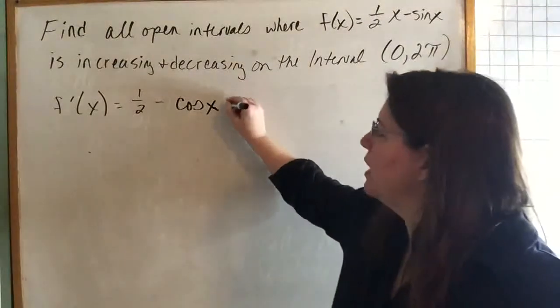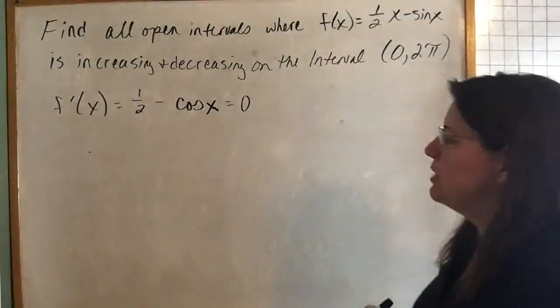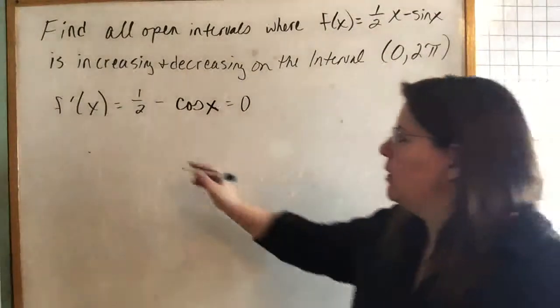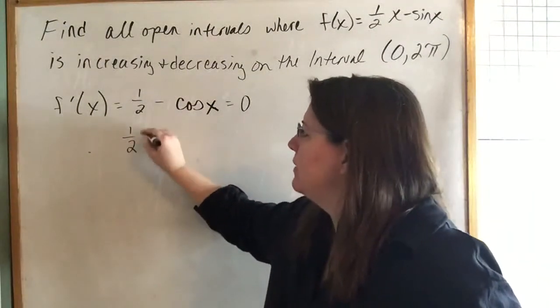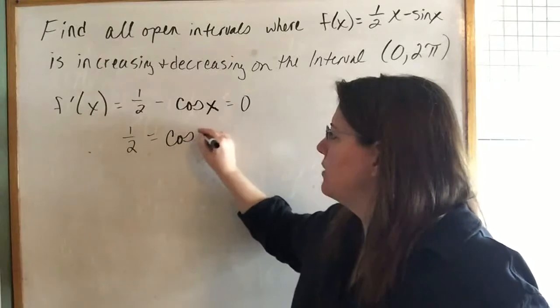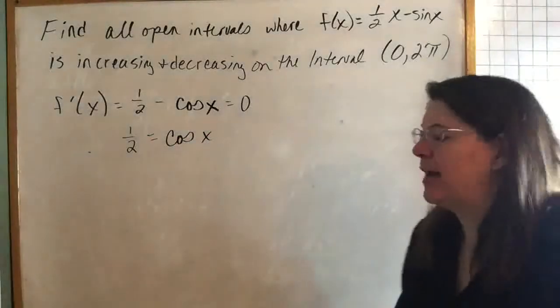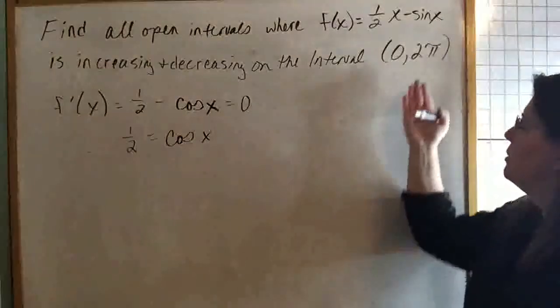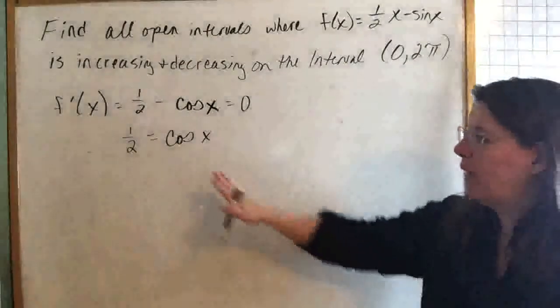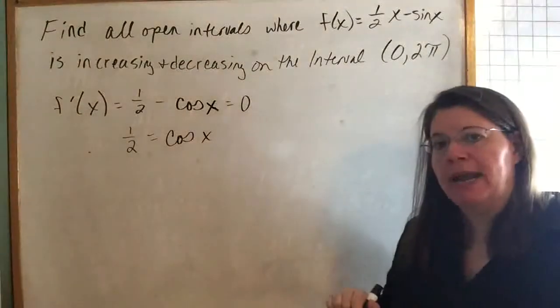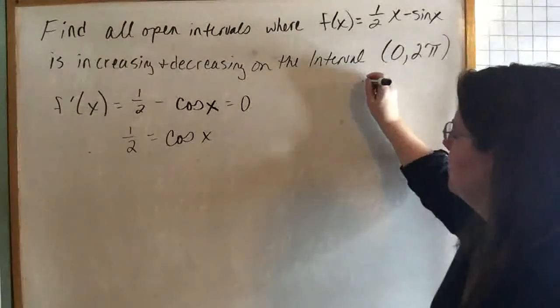Next, I find the critical values. To find the critical values, I will set that function equal to 0. So if I think about this, 1/2 is equal to cosine x. So I need to find all of the values between 0 and 2 pi where cosine of x equals 1/2. So I need to consider my unit circle.